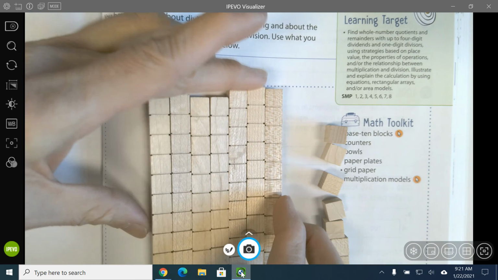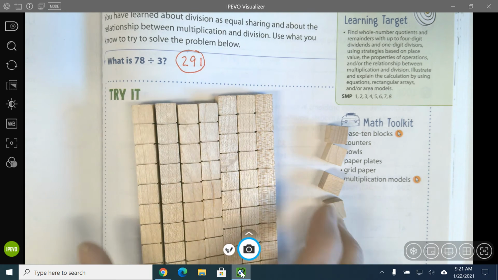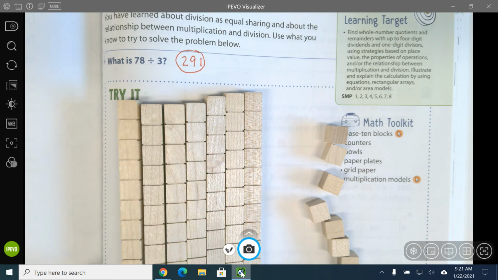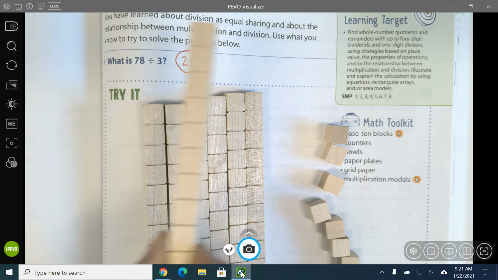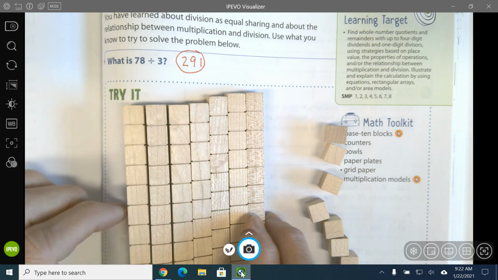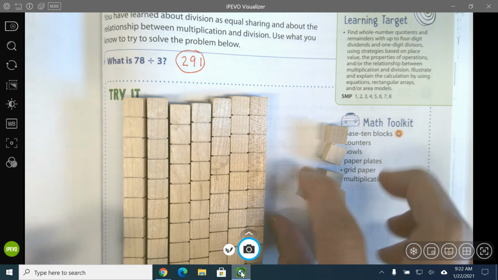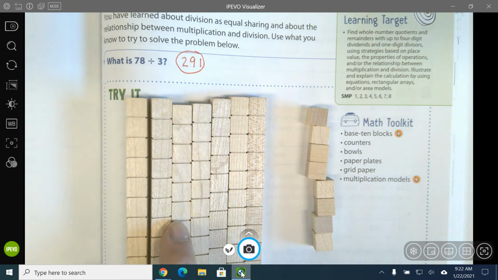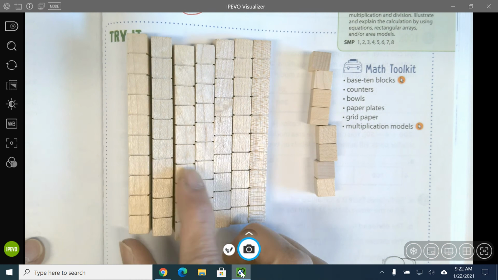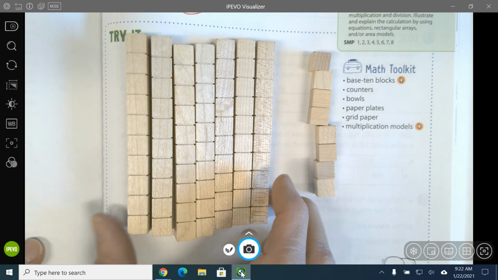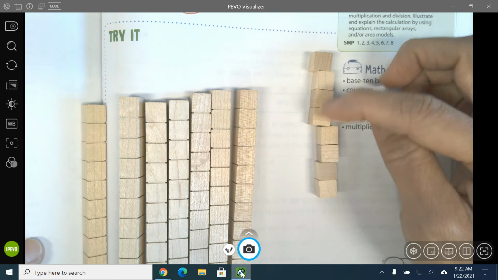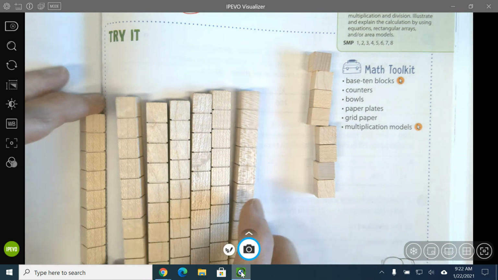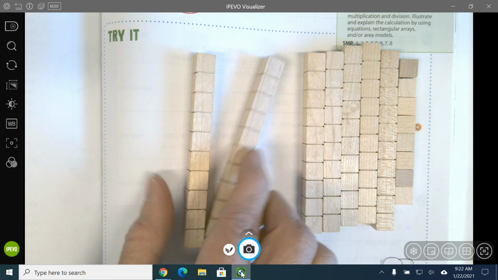To begin with the concept using my base 10 blocks. These are my base 10 blocks because each one is 10. So here I have 78 pieces right here. 1, 2, 3, 4, 5, 6, 7, 70. 1, 2, 3, 4, 5, 6, 7, 8. And I'm going to separate them into 3 groups.